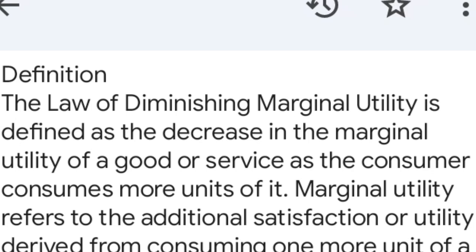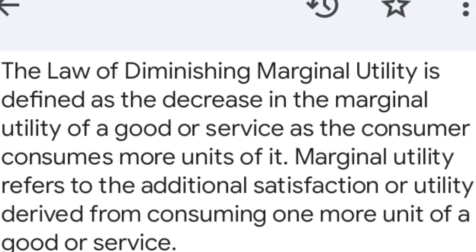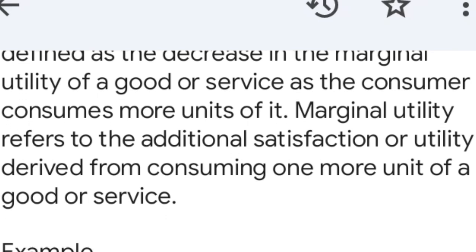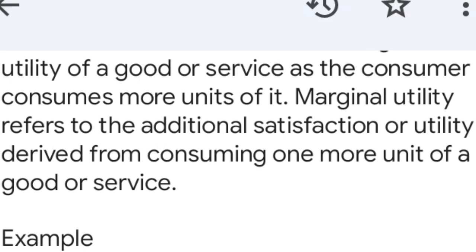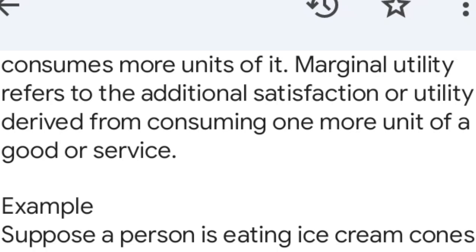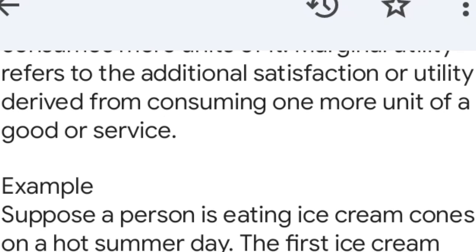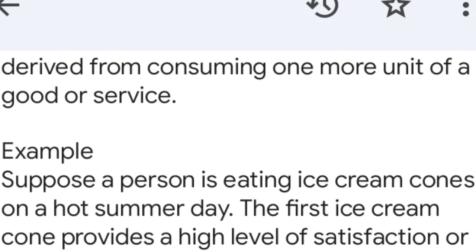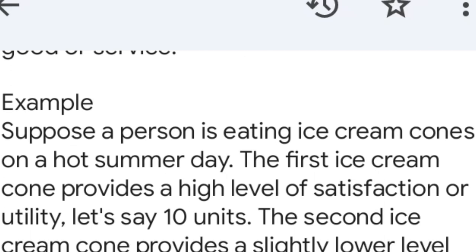Definition. The law of diminishing marginal utility is defined as the decrease in the marginal utility of a good or service as the consumer consumes more units of it. Marginal utility refers to the additional satisfaction or utility derived from consuming one more unit of a good or service.